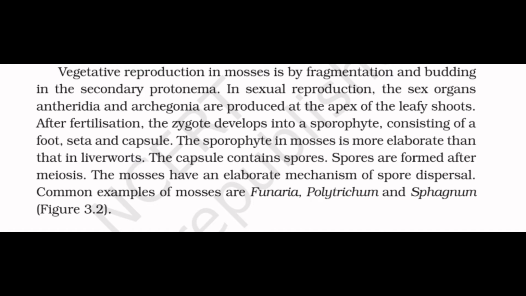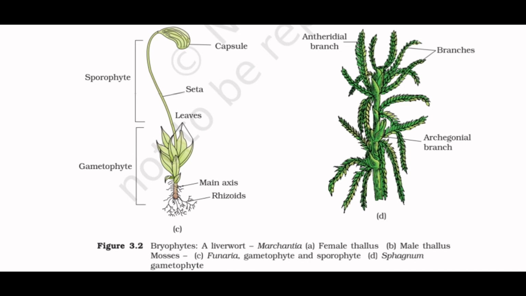The mosses have an elaborate mechanism of spore dispersal. Common examples of mosses are first Funaria, second Polytrichum, third Sphagnum. These figures represent mosses. Figure C represents Funaria, with the sporophyte consisting of capsule and seta, and the gametophyte consisting of leaves, main axis, and rhizoids. Figure D represents a Sphagnum gametophyte with antheridial branch and archegonial branch.